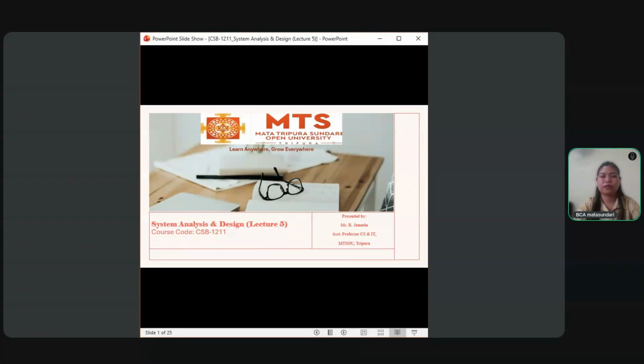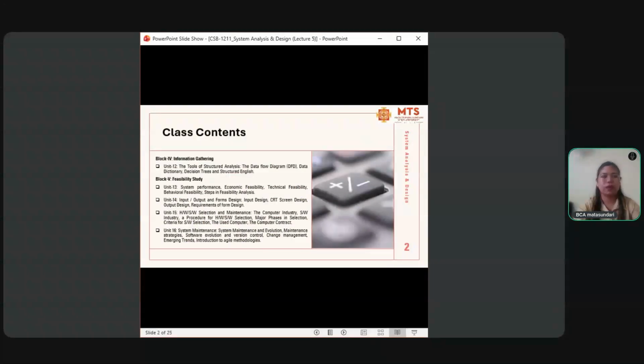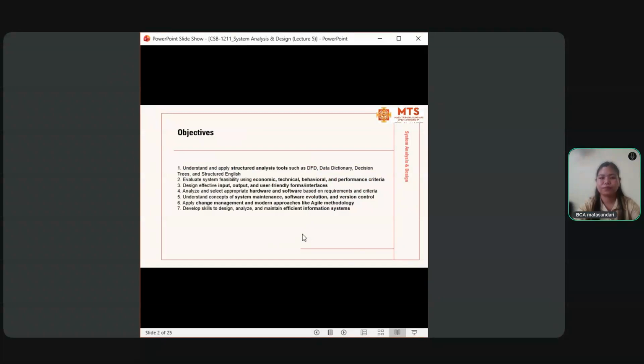This will be our fifth lecture for System Analysis and Design, course code CSB 1211. Our class content today involves Block 4, information gathering, and Block 5, feasibility study. Under Block 4 only Unit 12 is left, and under Block 5, Units 13, 14, 15, 16 we'll try to cover in today's class.